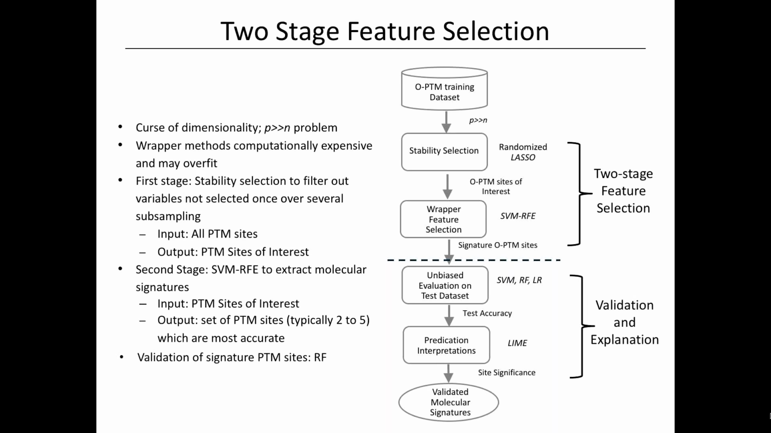So we consider these molecular signatures, and we next subject them to validation and explanation stage, in which we found that the most accurate of the ML methods that we tried to be random forest. And then for the interpretation of how these sites may have been selected from the ML analysis, we used a program called Lime, which I will describe in a bit more detail later.